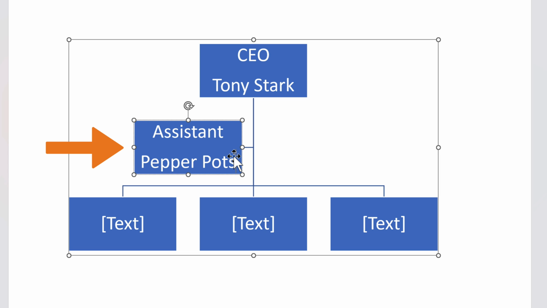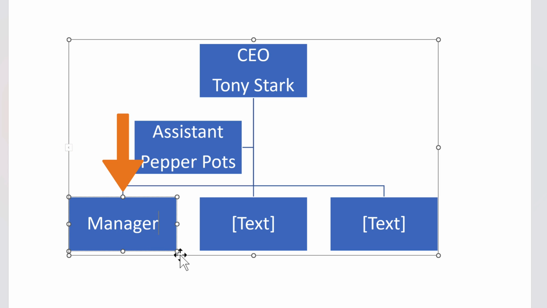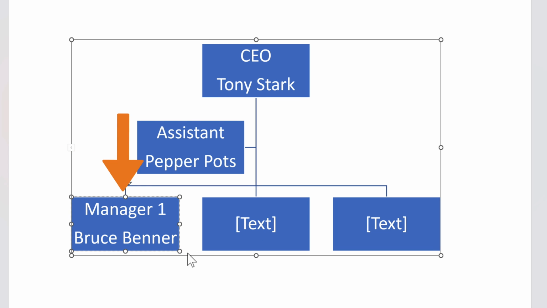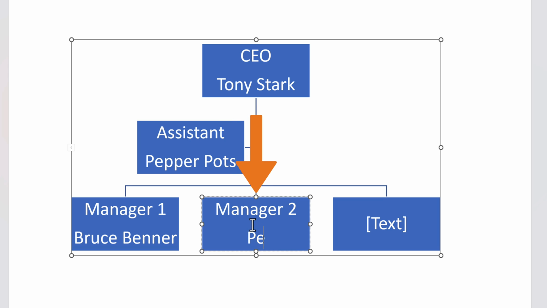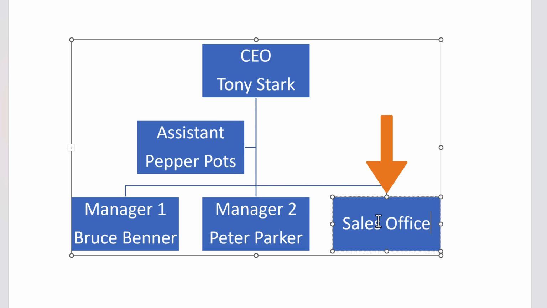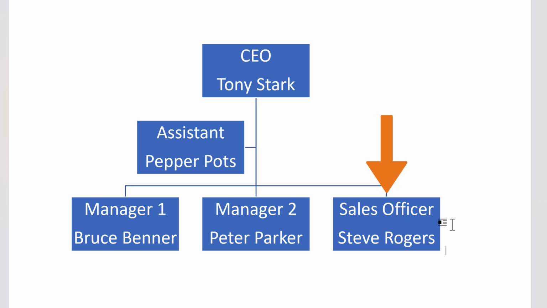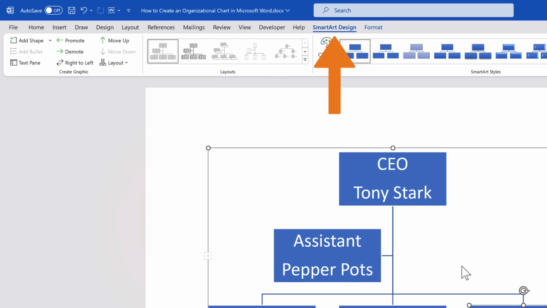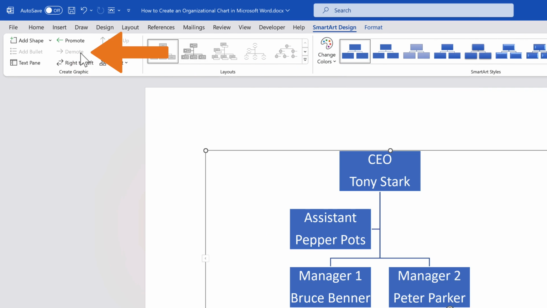Now, our company has two managers, so we'll enter Manager 1 as Bruce Banner, and Manager 2 is Peter Parker. The third shape that was left over, we'll name him Sales Officer Steve Rogers, and we'll move him under Manager Peter. Just click on the shape, and in the SmartArt Design tab, group Create Graphic, and click on Demote.